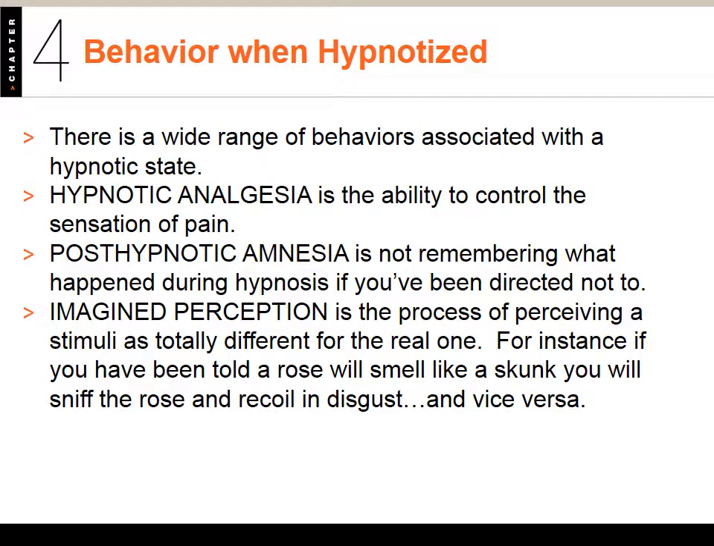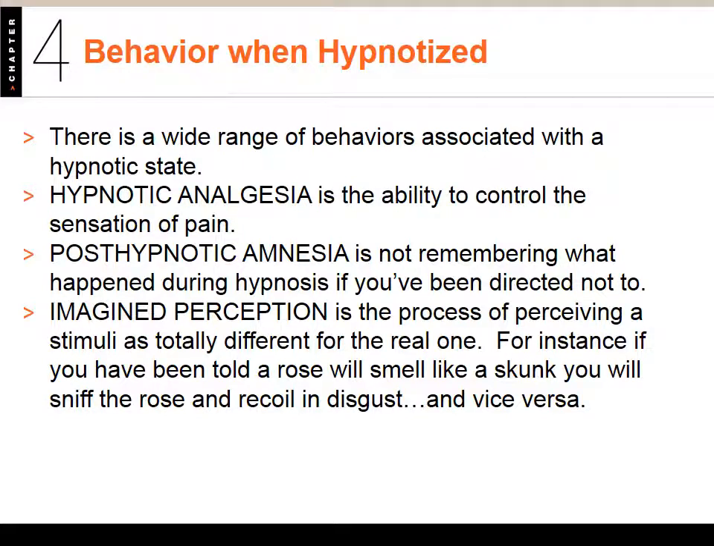There's a wide range of behaviors associated with the hypnotic state. Hypnoanalgesia is the ability to control the sensation of pain. That would be very useful. My stance on anyone in pain, where medical sciences can't help them and they're experiencing pain, is anything that'll bring them pain relief, just do it. So if they're in intense pain and they try hypnotherapy, and it relieves them of the pain, well, that's fine. That's good.